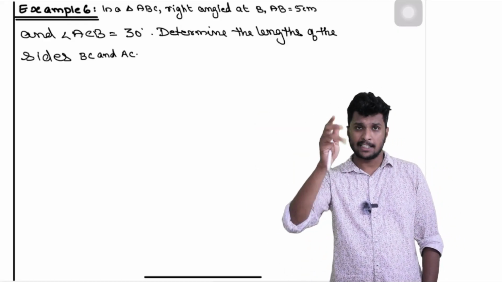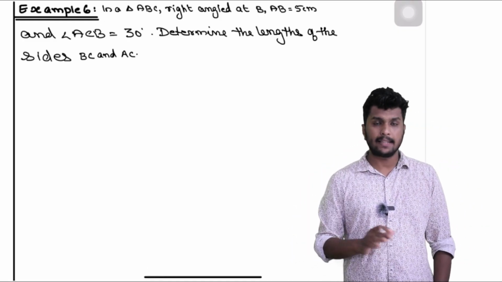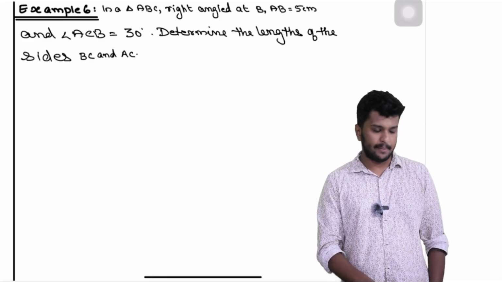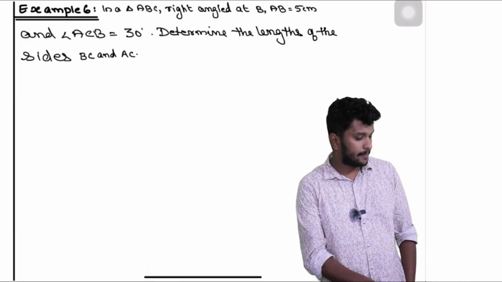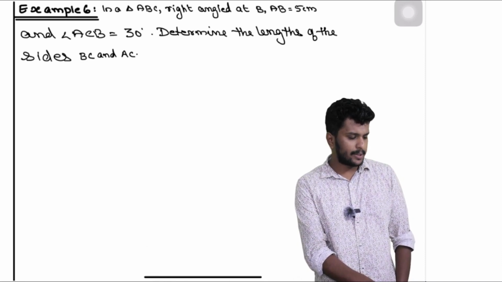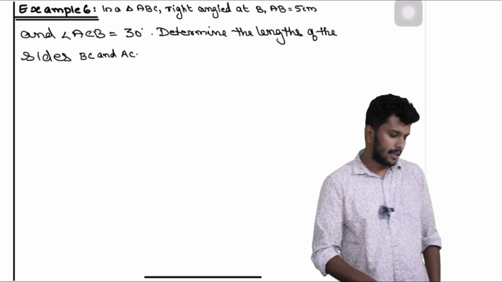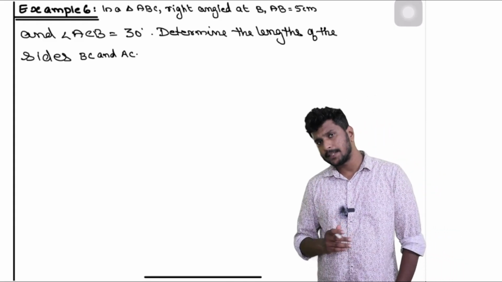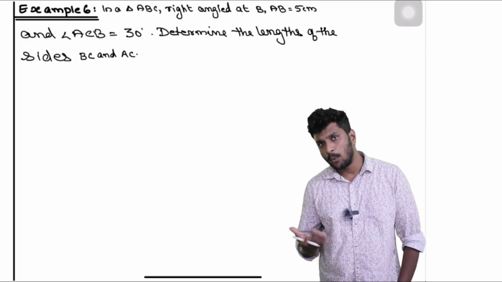Next important question from the textbook based on trigonometry values is your example 6. In a triangle ABC, right angled at B, AB equals 5 and angle ACB equals 30. Determine the length of sides BC and AC. This question helps you understand trigonometry values much more clearly. As I told you before, when you get a question, draw the figure, because using the figure we evaluate what all we have to find.